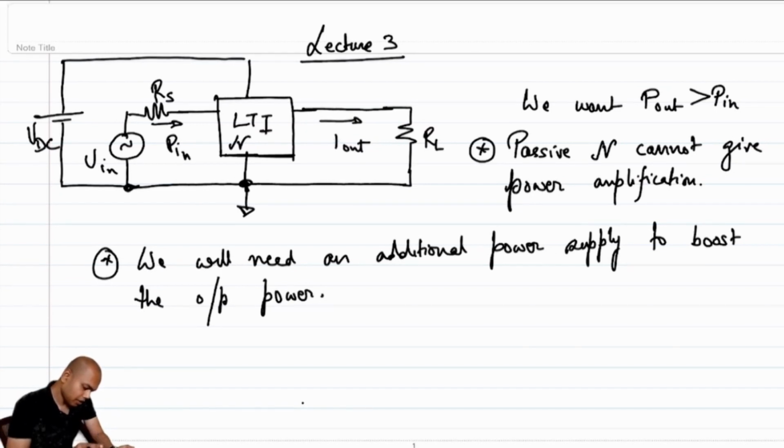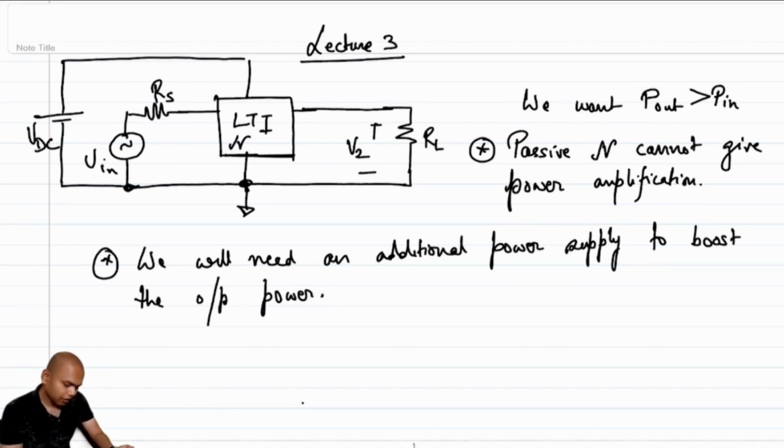So what is my input and output power? How should I define them? Let's say the voltage across this port I call V2, and the current that goes into this port I call I2. Similarly, the voltage at the input port I call V1, and the current that is going in I call I1.